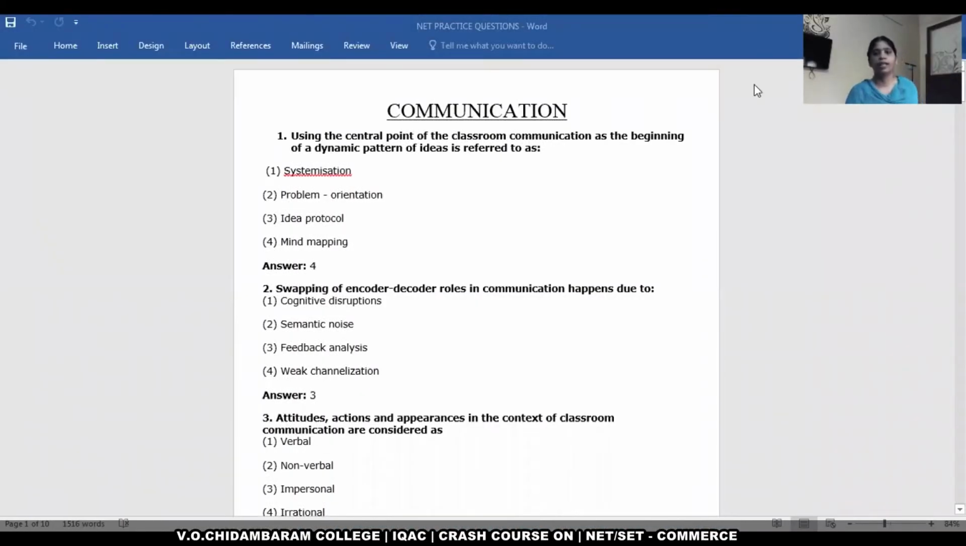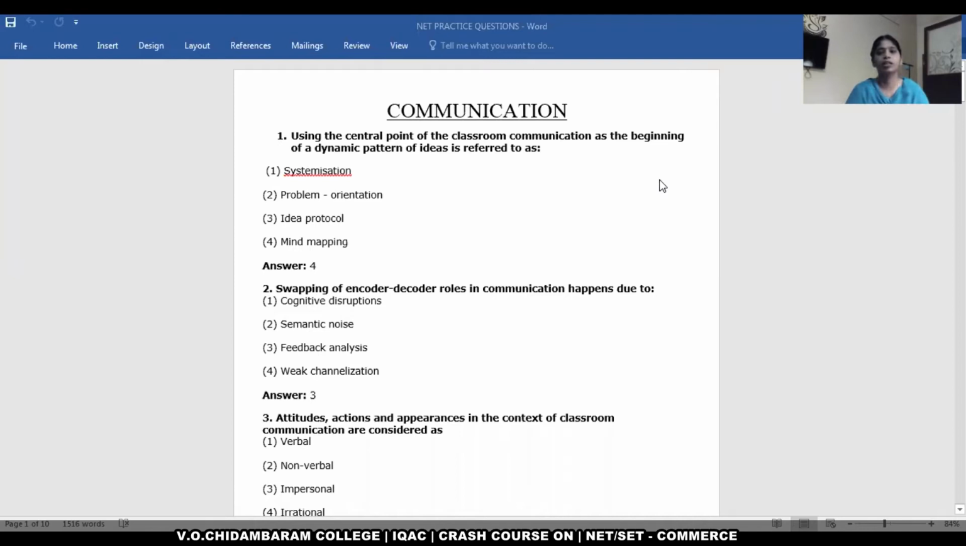Now I'm sharing my screen. I have prepared a list based on previous year's question papers. First I'll deal with communication. Just look at the questions asked and the options given; the answer is also given. But it is not that you just look at the question and the answer. I'm just going to explain why that particular answer is right. That's what I'm going to do in this practice session.